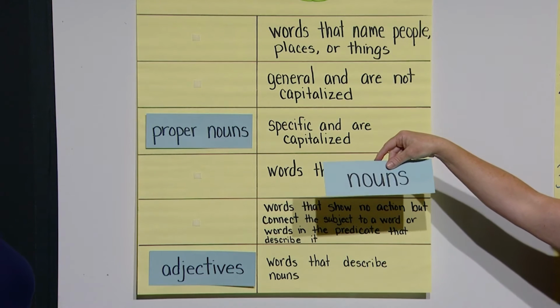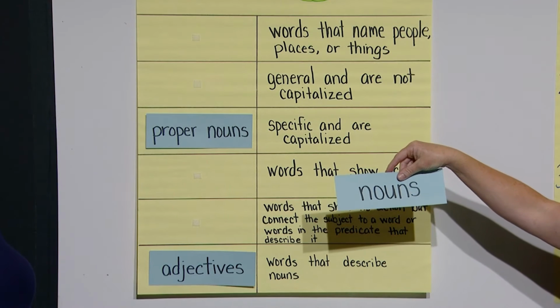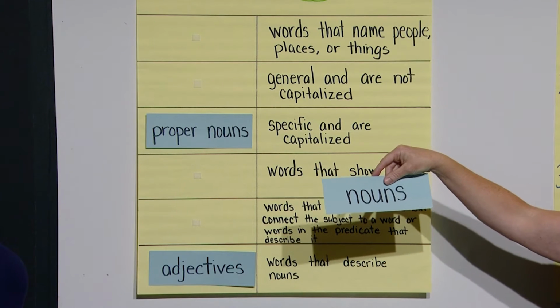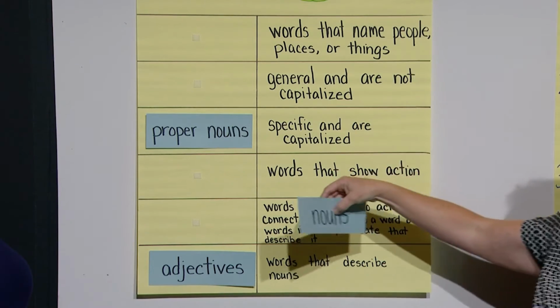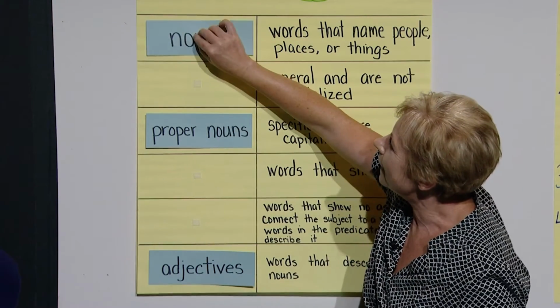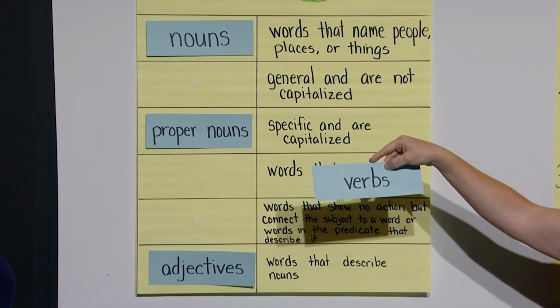Next, we have nouns. Now, what do you all remember about nouns? Well, we know nouns are words that name people, places, or things. That's right. I'll add it right there.